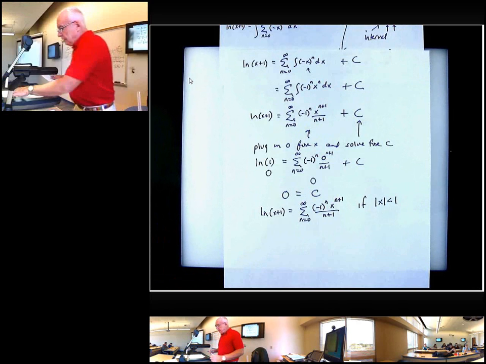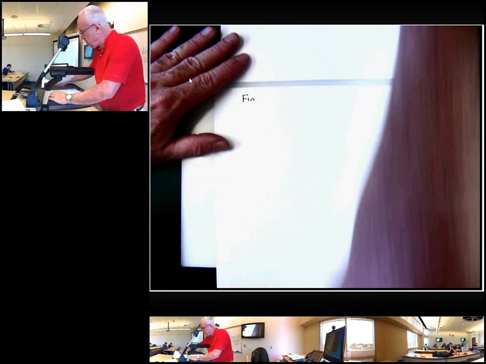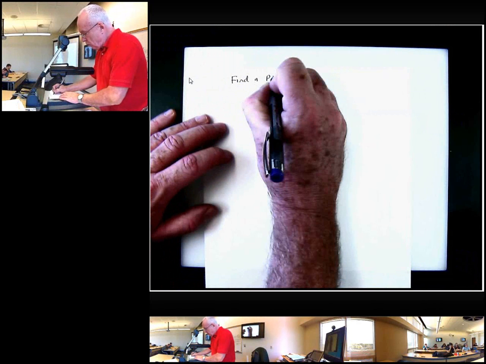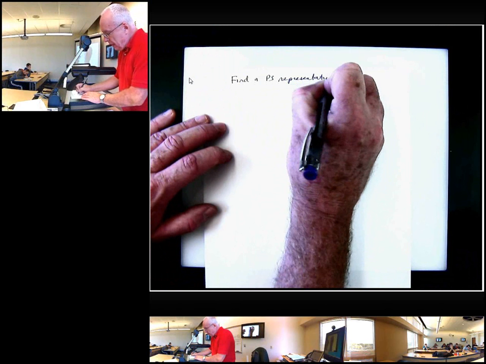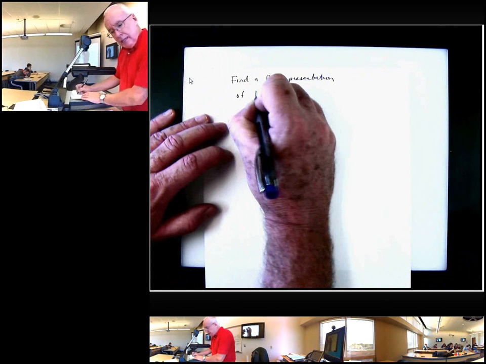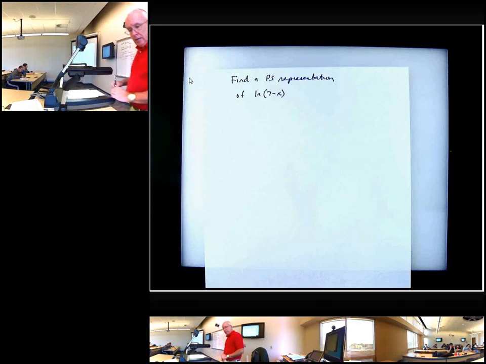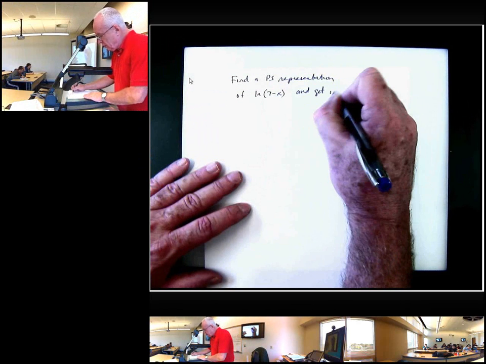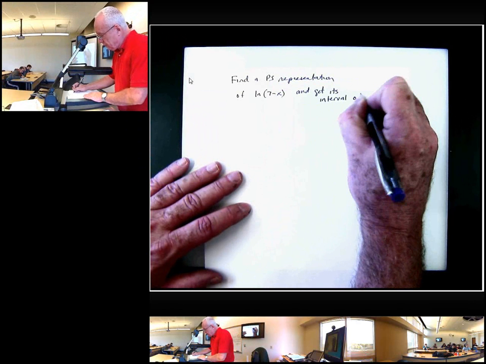All right. Let's look at this one here, where, again, we're trying to find a power series representation. Again, it's of an ln. It's of the ln of, in parentheses, 7 minus x, and get its interval of convergence.